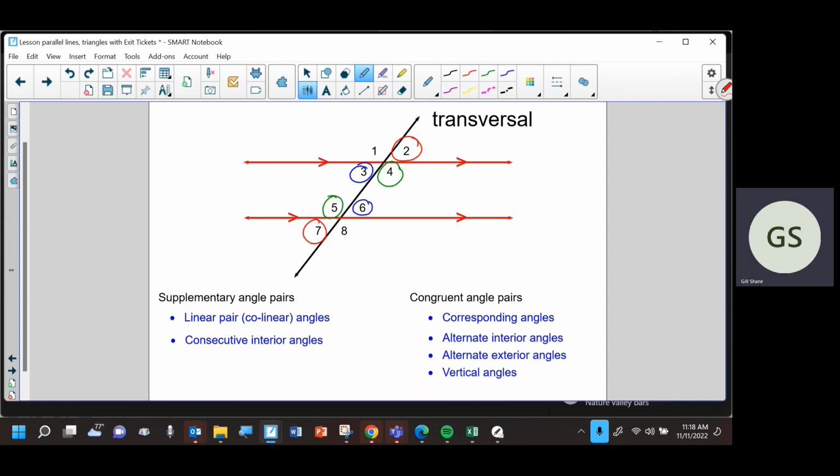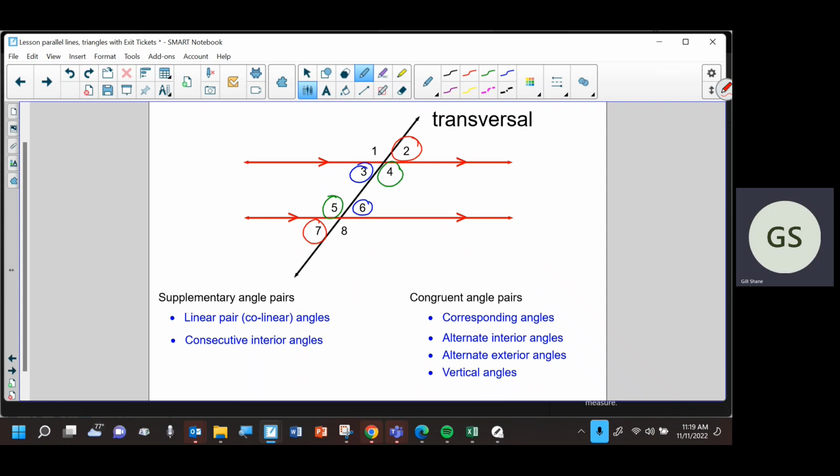All right, so give me another one, Esteban. 7 and 2 were alternate exterior. They're on opposite sides of the transversal. They're outside the red line, so they're exterior. And they have the same measure. Again, they have to have the same measure.